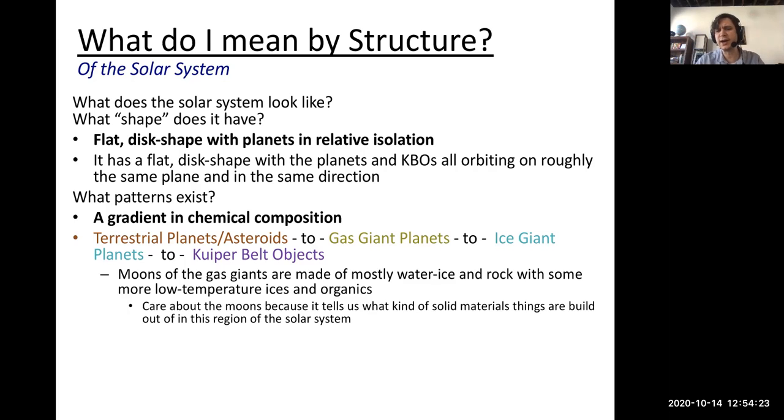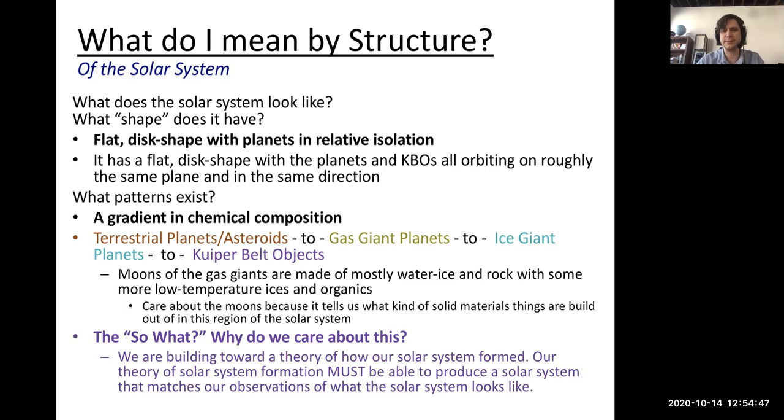So if we want to know what kind of solid building blocks are available where the gas giant planets are being formed, we maybe don't want to look directly at the gas giant planets themselves, but we want to look at the moons of the gas giant planets that formed in the same region as the gas giant planets. If we look at the moons of the gas giant planets, we see that they're mostly water ice and rock with some other things mixed in, like low temperature ices and organics.